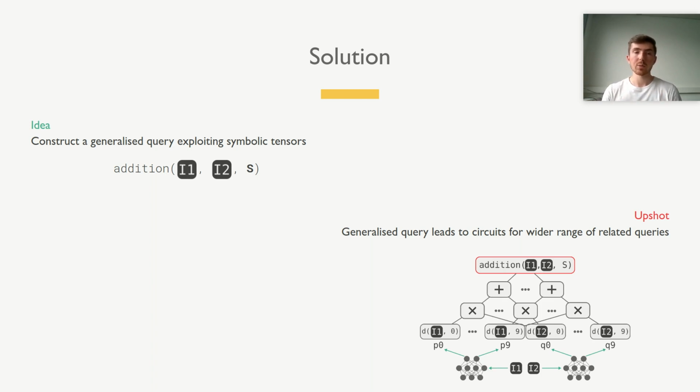So what we do is we exploit the fact that we can write down symbolic tensors and that we can do computations on these symbolic tensors to write down a more general query that is valid for a wider range of full instantiations, and then we can still extract a completely valid probabilistic circuit which is larger but completely valid for all the instantiations of the tensor variables, as you can see on the bottom right.